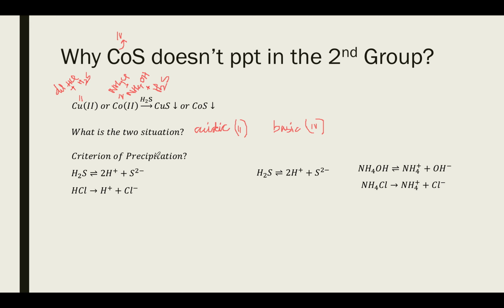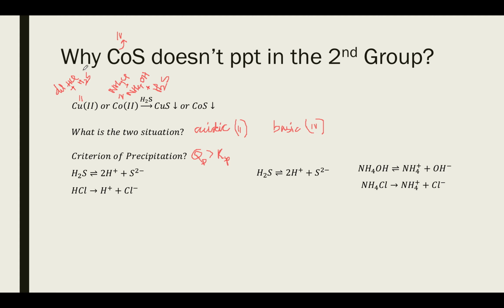In order to understand that, let us move to the second question, which is the criteria of precipitation. In order for a substance or a salt to precipitate, what is the condition that we need? We need that Qp should be greater than Ksp. If this is satisfied, then precipitation will happen.